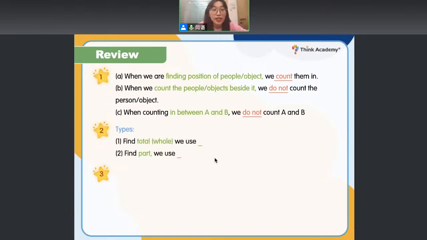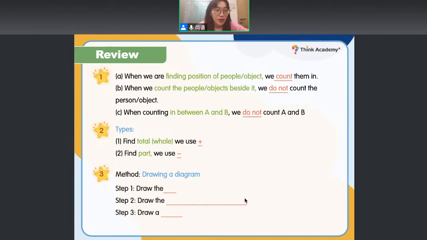And what about the type? Here you see, if you try to figure out the total or whole, we use addition, plus. For the part, we just minus, which is subtraction. For the last one here, what is the method? Very important here. Try to draw a diagram. You cannot just imagine in your mind. You cannot say, oh, I can imagine here are 7 people, here are 2 people. No, don't just imagine that. You need to draw the diagram.